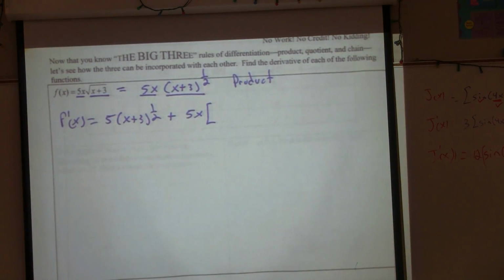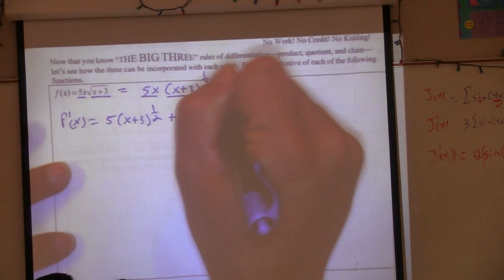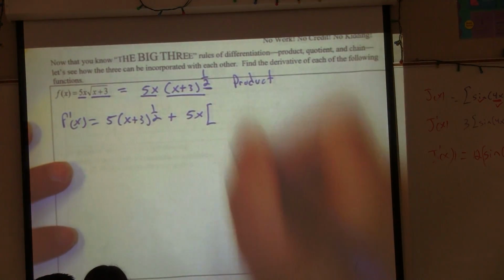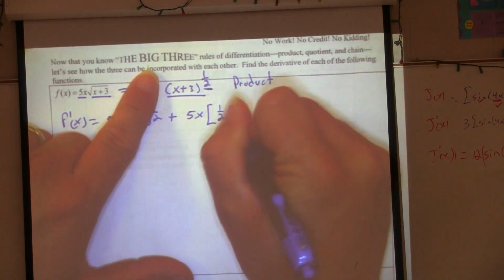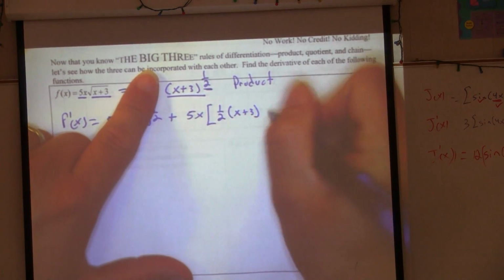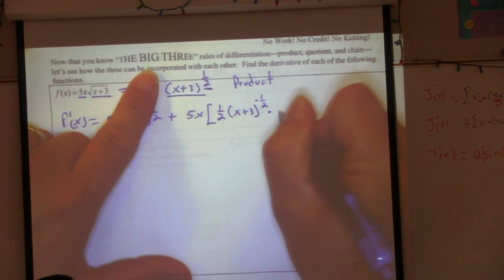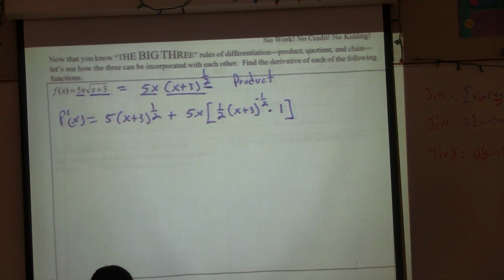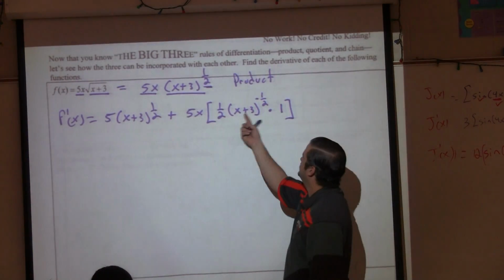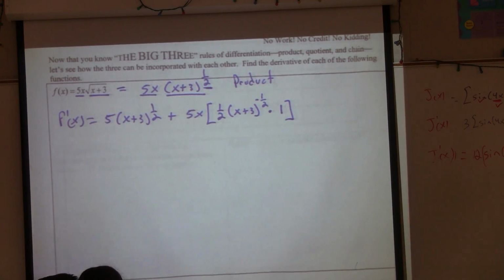So for that one I need to use what? That one I need to use the chain rule, right? So what would that give me? 1/2 x plus 3 to the negative half times 1. Very good. So we did the outside times the derivative of the inside, which is 1. Okie dokie. So what do I get?